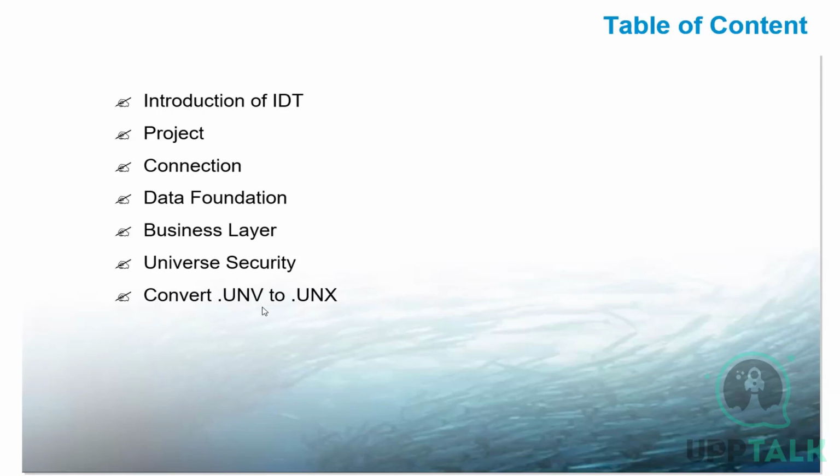So that is the difference between .unv and .unx. That means .unv is a universe created using Universe Design Tool, which is the older version of the tool. .unx is a universe created using Information Design Tool, which is the newer version from 4.1 onwards. We are getting that IDT.